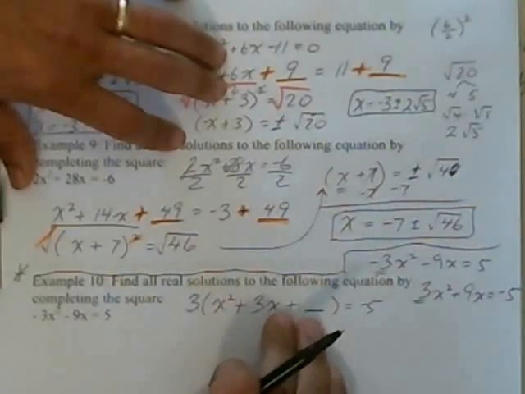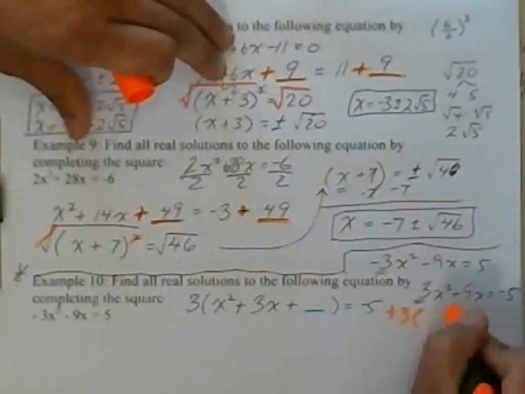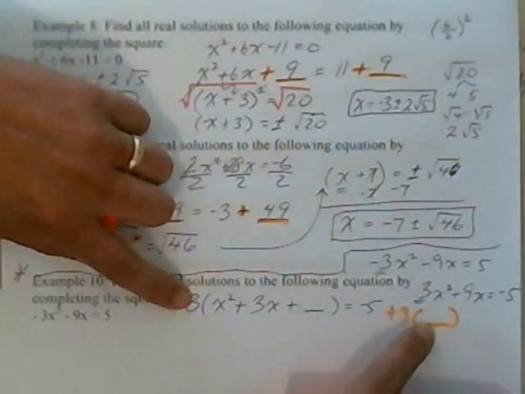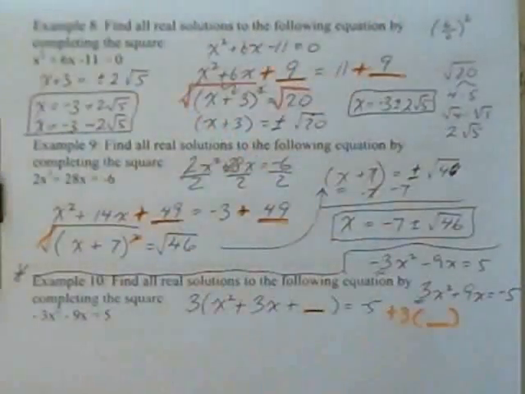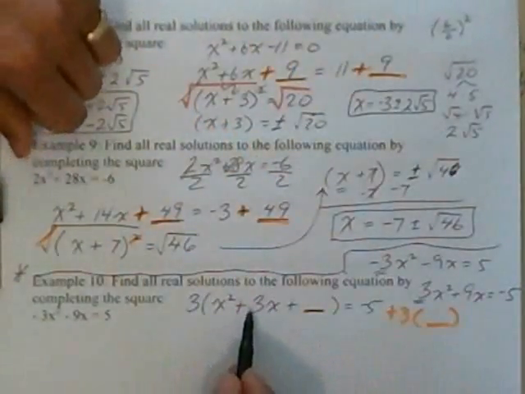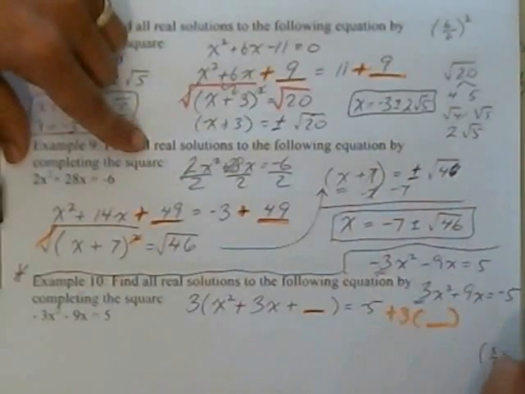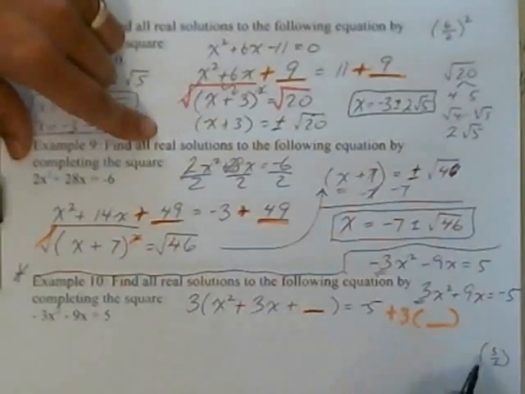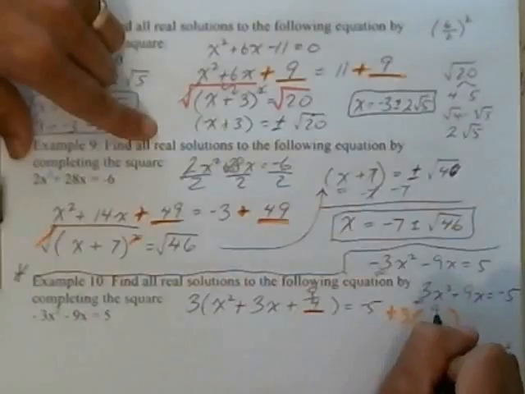Since we added on the left side, we have to add on the right side. Plus 3 times something. Remember, it's 3 times that number, so we have to add 3 times that number, whatever this number was that we have to do. It's going to be a little bit messy. It's fractions. Take this number, 3 divided by 2. Always take the linear coefficient, divide by 2, square it. 3 over 2 times 3 over 2 is 9 over 4. So it's 9 over 4.